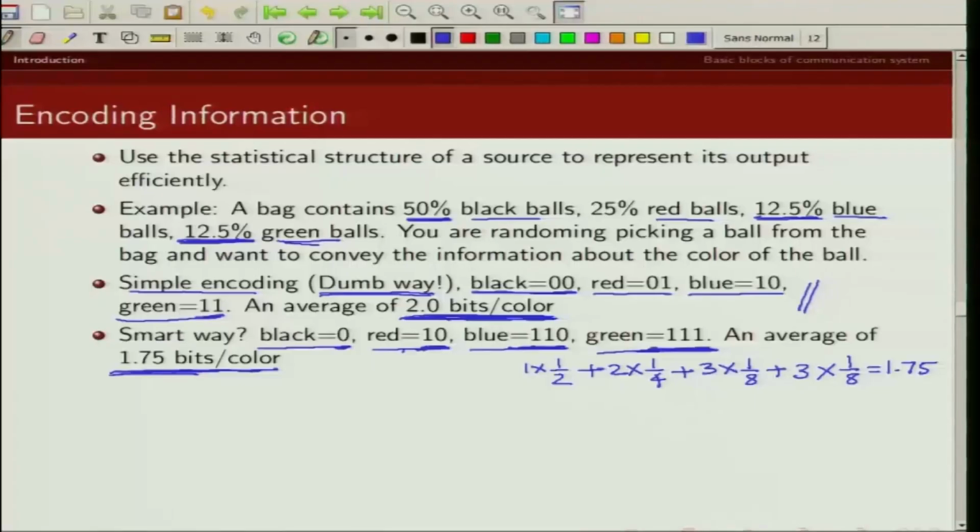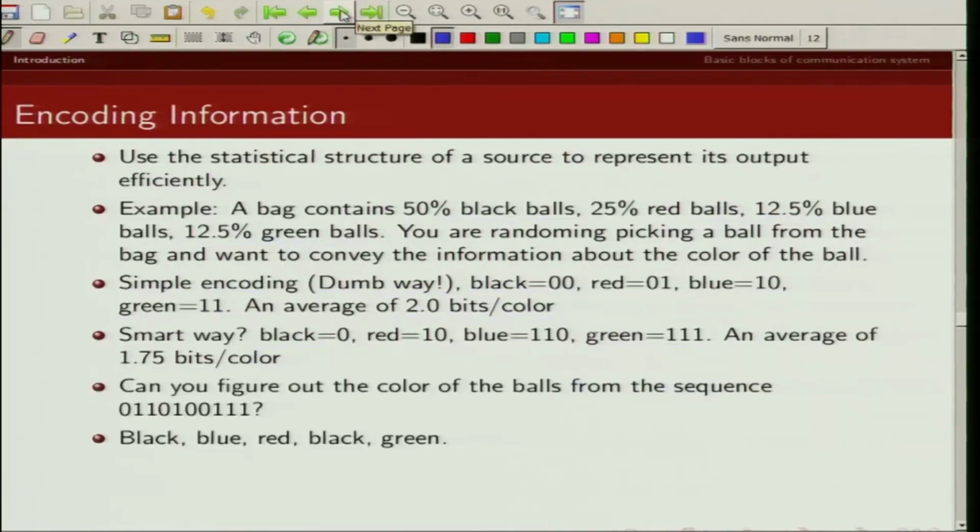I will give you some string of code words and you will have to guess what color of ball this is. Okay. So let us look at this sequence of numbers 0 1 1 0 1 0 0 1 1 1. Now note that for black I am using code 0, for red I am using 1 0, for blue I am using 1 1 0, and for green I am using 1 1 1. So let us look at this.